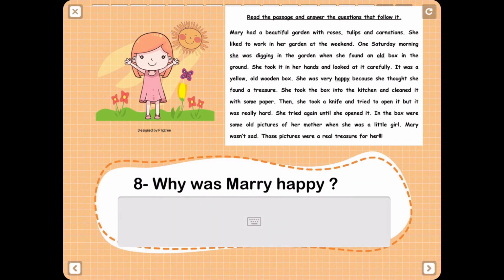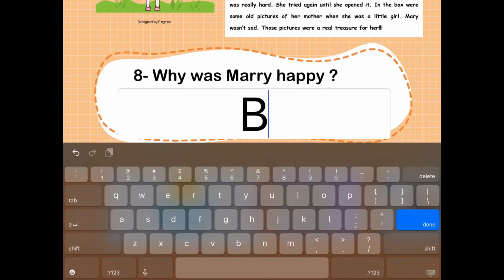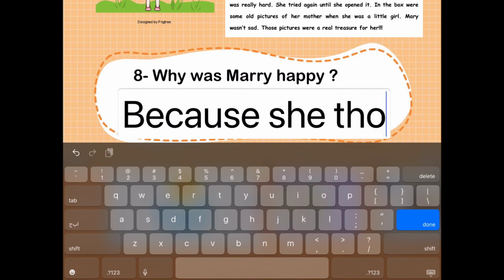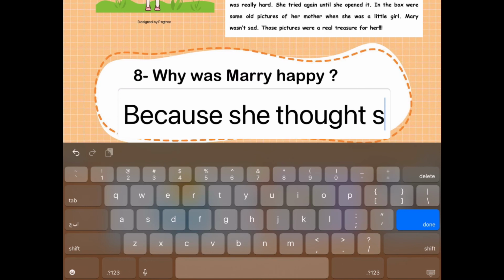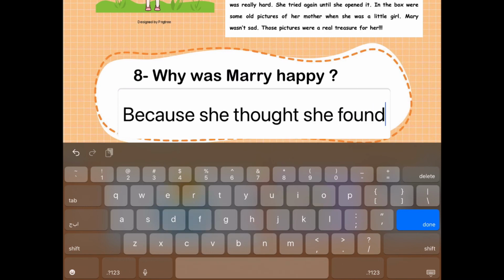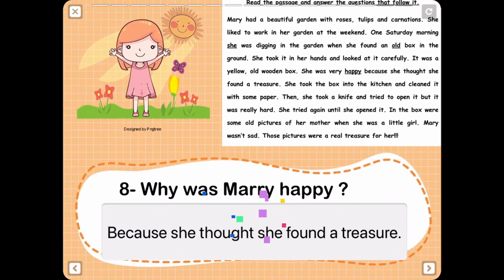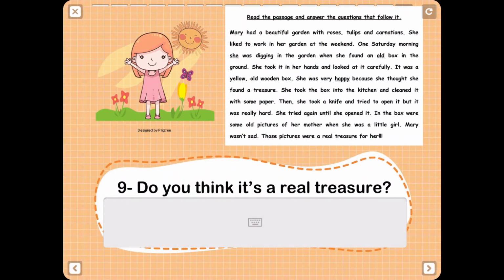Question number 8. Why was Mary happy? Could you tell me why Mary was happy? Mary was happy because she thought she found a treasure. Yes, good job. Question number 9. Do you think it's a real treasure? Do you think that Mary found a real treasure?